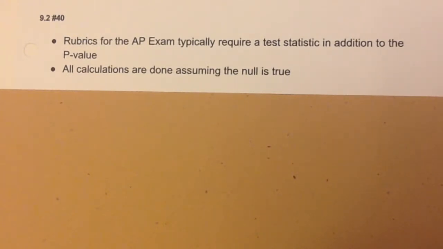The rubrics for the AP exam typically require a test statistic in addition to the p-value. That means although I'm going to show you how to use the calculator to get your p-value and do your test of significance, you would be safe to find the test statistic as well. So let's find the z-score.